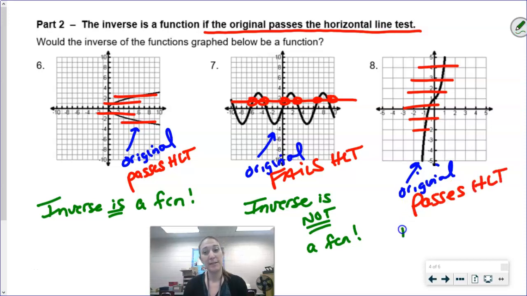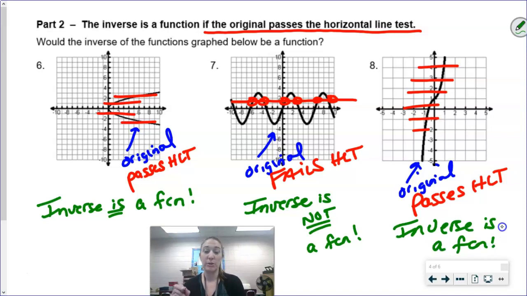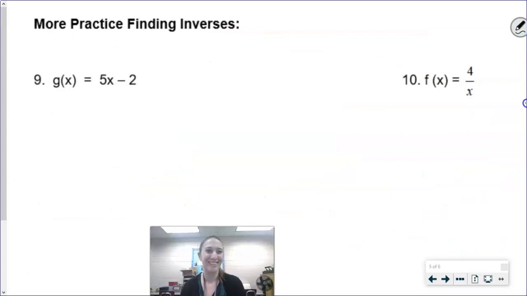So what that tells me is that the inverse is a function. Remember, FCN is the abbreviation for function. Now, side note, the original would also pass the vertical line test. So next year in pre-calc, you will learn that because this particular function passes the horizontal and vertical line test, it's what's called a one-to-one function. Pre-calc's exciting. I hope you take it.